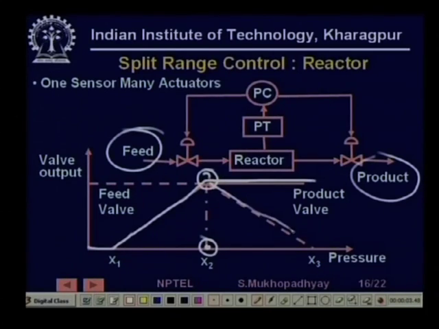So, the feed valve is operated here. So, actually your true operating characteristic is that this time you open the product valve and this time you close the feed valve. So, this is split range control, where you have only one sensor, but many actuators.